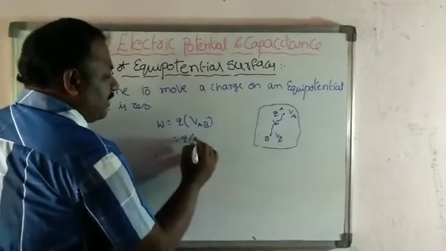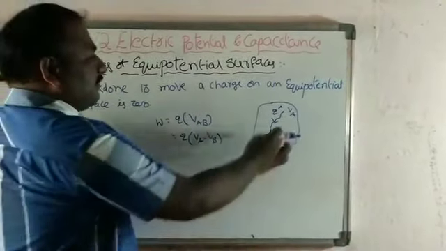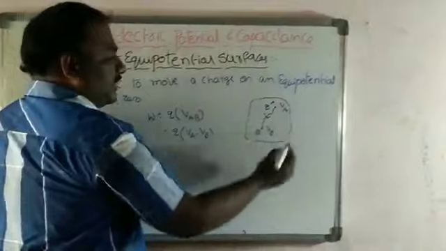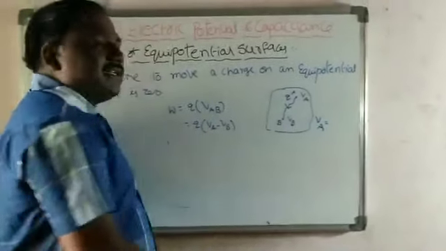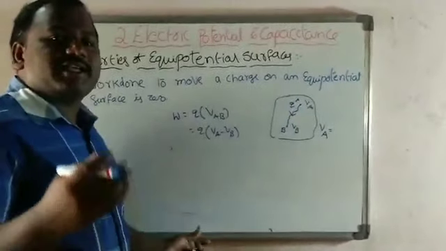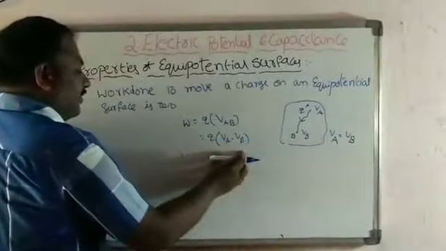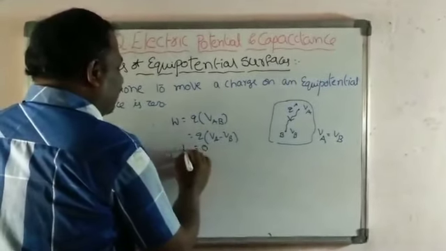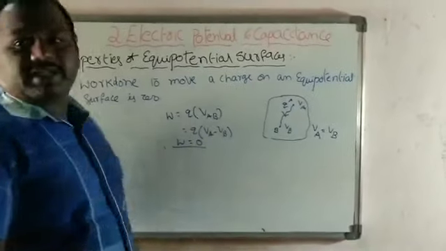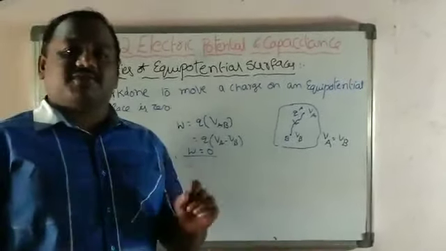Q into VAB is nothing but VA minus VB. But this surface is known as equipotential surface. What is the condition of equipotential? Equipotential surface means potential at any point is equal, that is VA is equal to VB. When VA is equal to VB, this is 0. The work done to move a charge in the equipotential surface is 0. This is the first property.